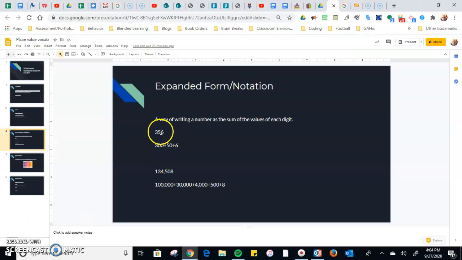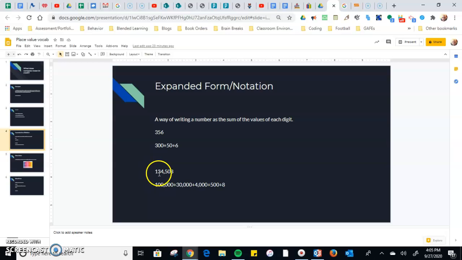So for example, 356 in expanded form is really 300 plus 50 plus 6. It's like we took some arrow cards, split them apart, and wrote out what was there. And notice that we put a plus sign in between the numbers to show that we actually add those to make the original number. Here's another way of doing it with a 6-digit number.